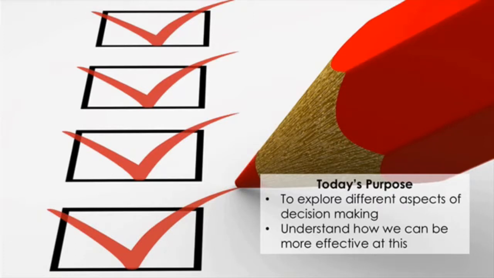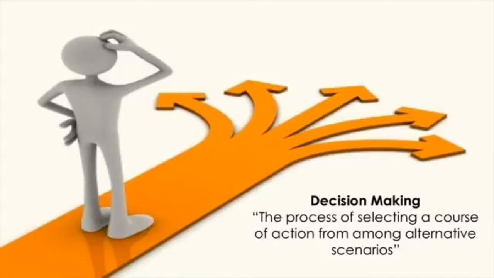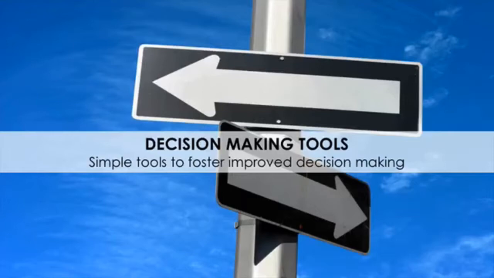So really the purpose of today's little webinar is to explore different aspects of decision making and then understand how we can be more effective at that. For me, the definition of decision making is the process of selecting a course of action from among alternative scenarios. And I think that's the crux of it, it's about selecting a course of action. And sometimes we just need some tools, sometimes a little bit of objective analysis to help us make a better job of selecting that course of action, because there's lots of alternatives the way we can do things, and often we race to them. So let's just work through some simple decision-making tools.